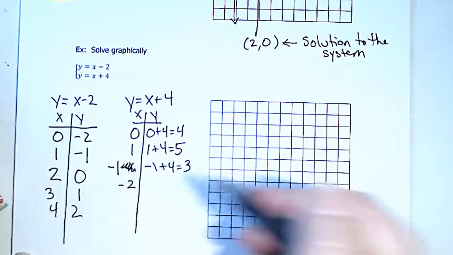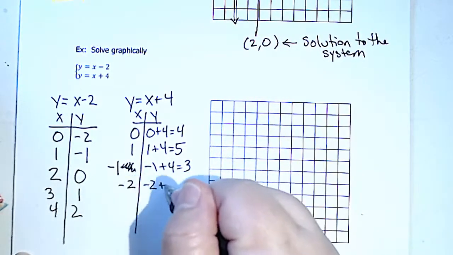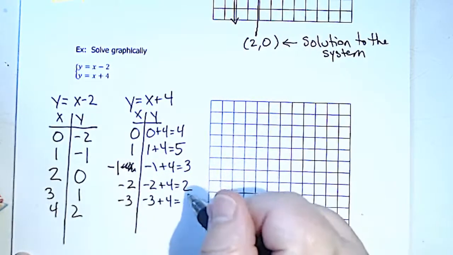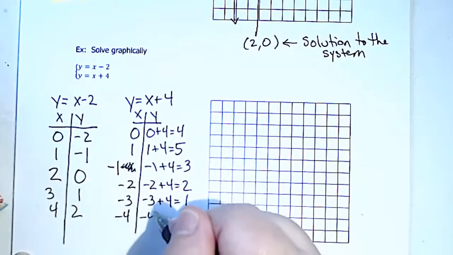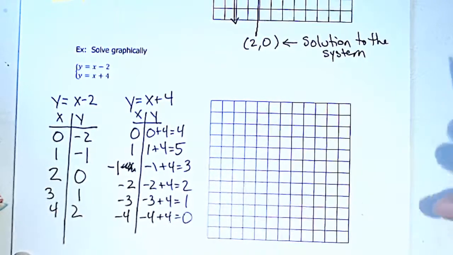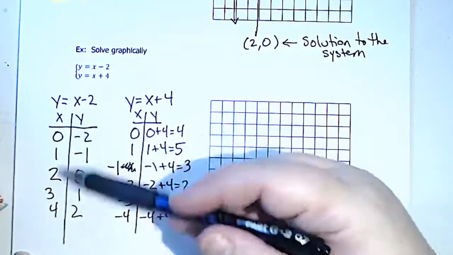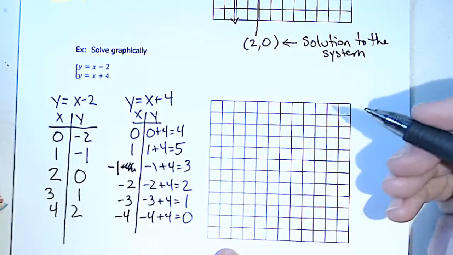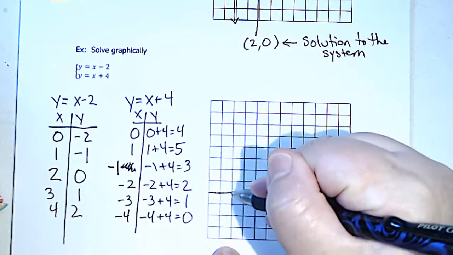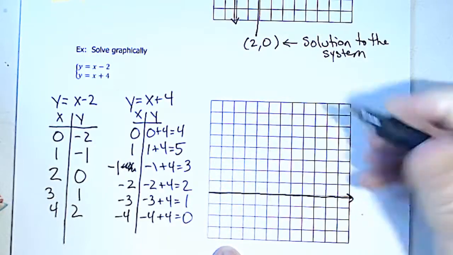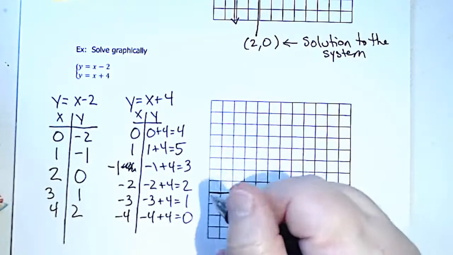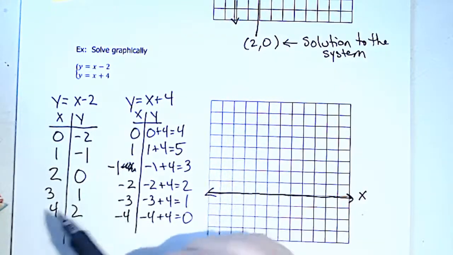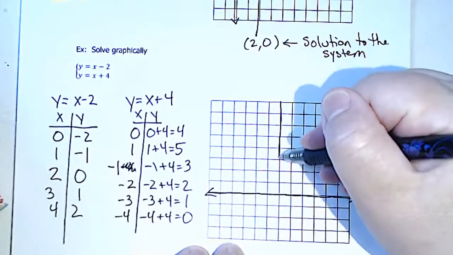Okay. What happens when x is negative 2? Negative 2 plus 4 is 2. Negative 3 plus 4 is 1. Negative 4 plus 4 is 0. So we've got a whole range of y values here. My y's get pretty big, so if I'm going to fit them all in, I might put my x-axis kind of low to give a lot of space up on top. Here's my x. And my x's go pretty far in both directions, so I'm just going to put my y-axis right in the middle.